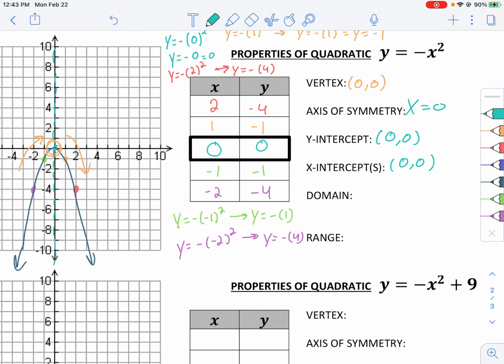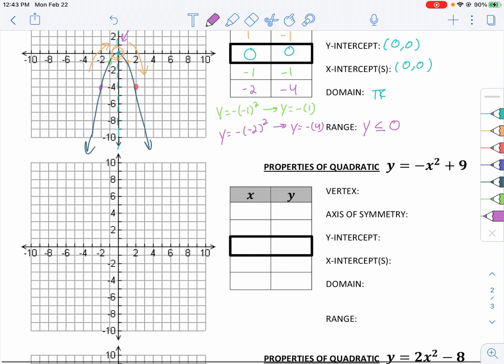X-intercept, 0, 0. Domain, for all quadratics, is always all real numbers. The range, in this case, as you can see, we stop at a big value. So the biggest value this thing can be is 0. So then the range is y has to be less than or equal to 0, because all of the y's are down here below 0.